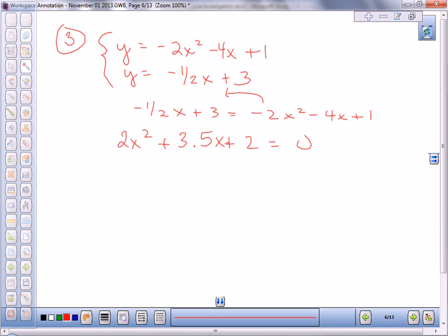So I do negative b plus or minus... negative 3.5x is what it is. Yeah, because you add the 1/2. And negative 2. Yeah.